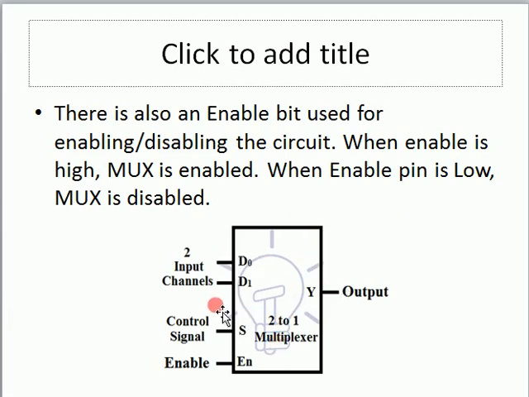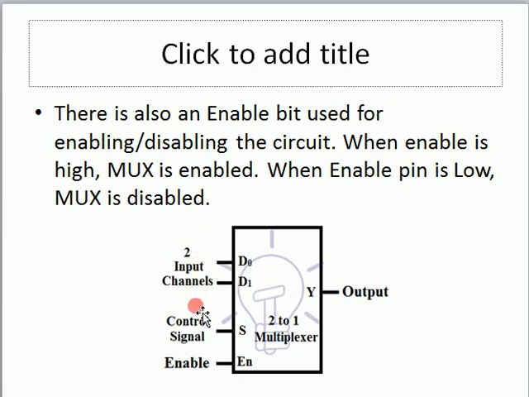Here in this figure you see there are 2 input channels, or 2 input data lines. The first one is D0 and the second one is D1, and there is 1 control signal, or 1 select line, that is S. Here is the output, that is Y, and there is 1 enable input. Always remember this: when the enable input is 0, this circuit will be disabled.